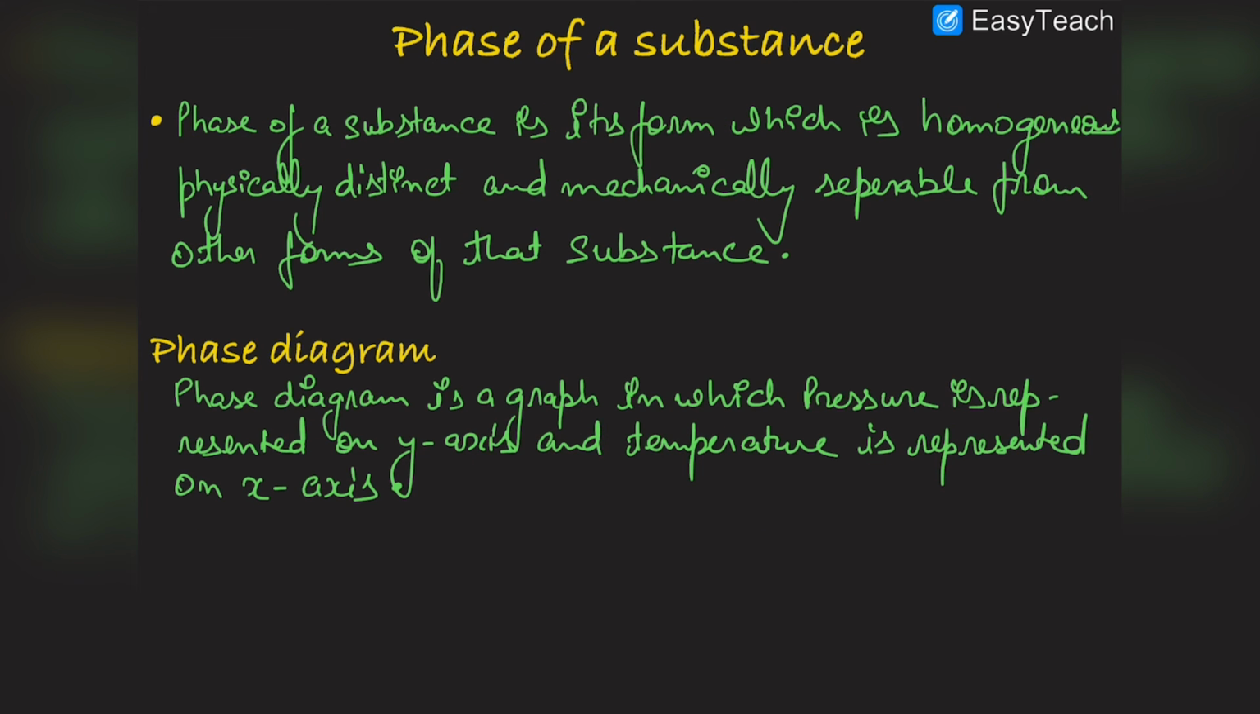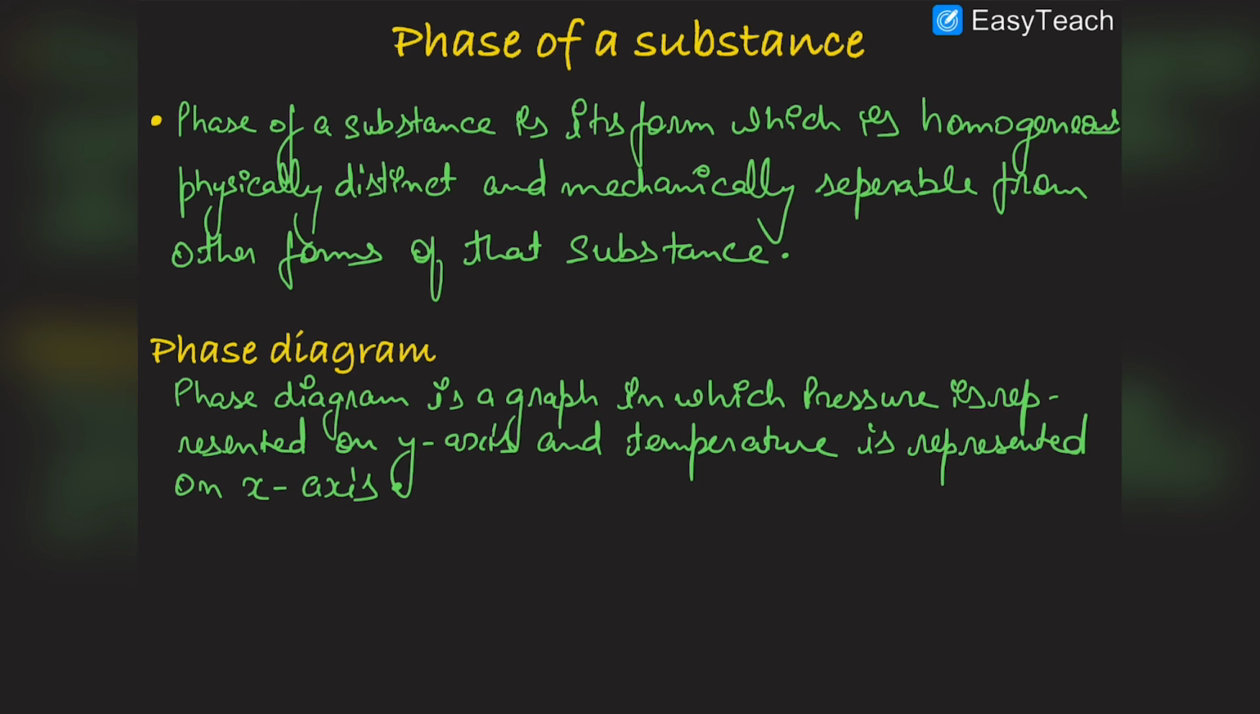Now phase of a substance. The phase of a substance is its form which is homogeneous and physically distinct. We can obviously distinguish the phases, and they are mechanically separable from the other forms of that substance. Obviously we know that the solid form, liquid form and gaseous form are physically distinct, and we can mechanically separate these three forms. So these are called phases.